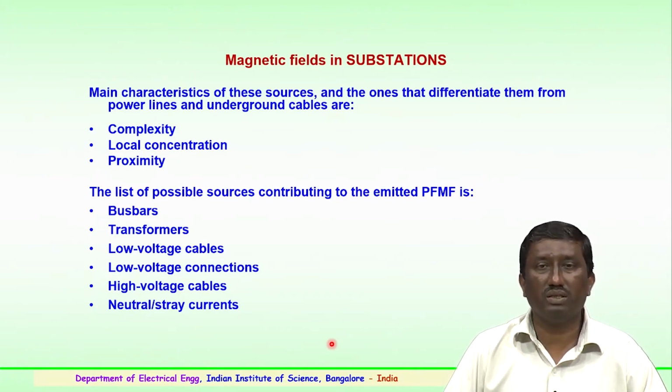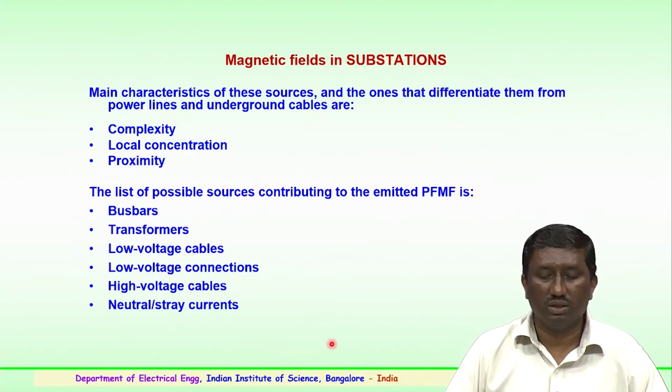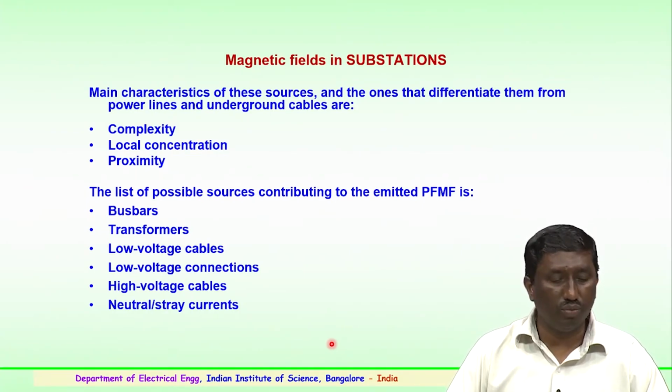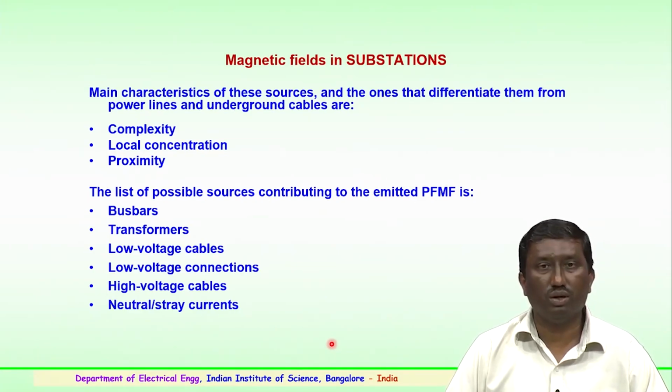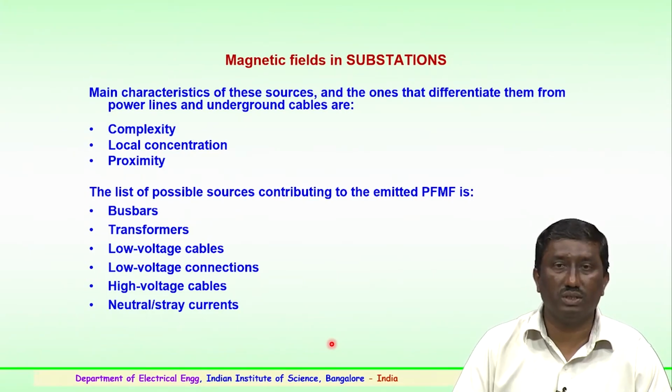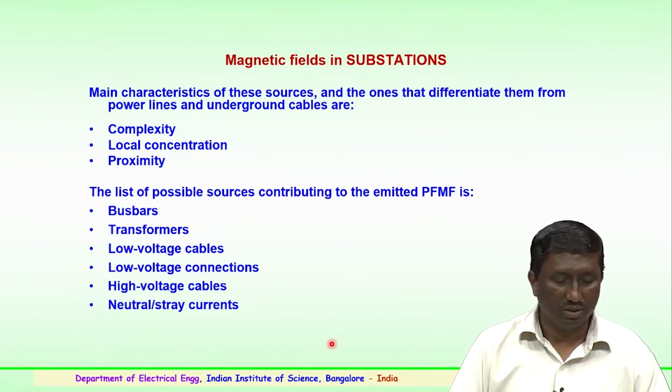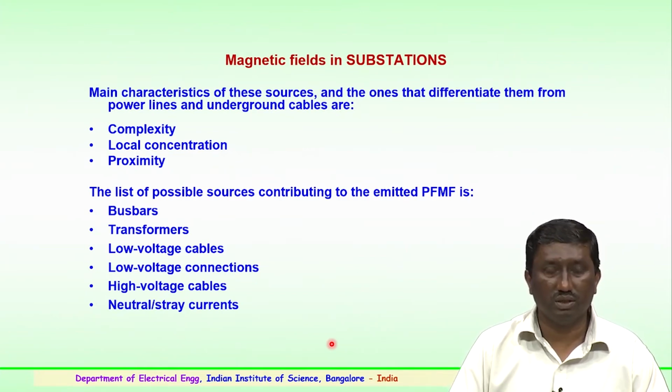So, the main characteristics of the sources, and the ones that differentiate from the power lines and underground cables, are basically in a substation the complexity of the arrangement, the local concentration and also the proximity effect. Several of these things come into play, causing the effect of magnetic fields in the substation.